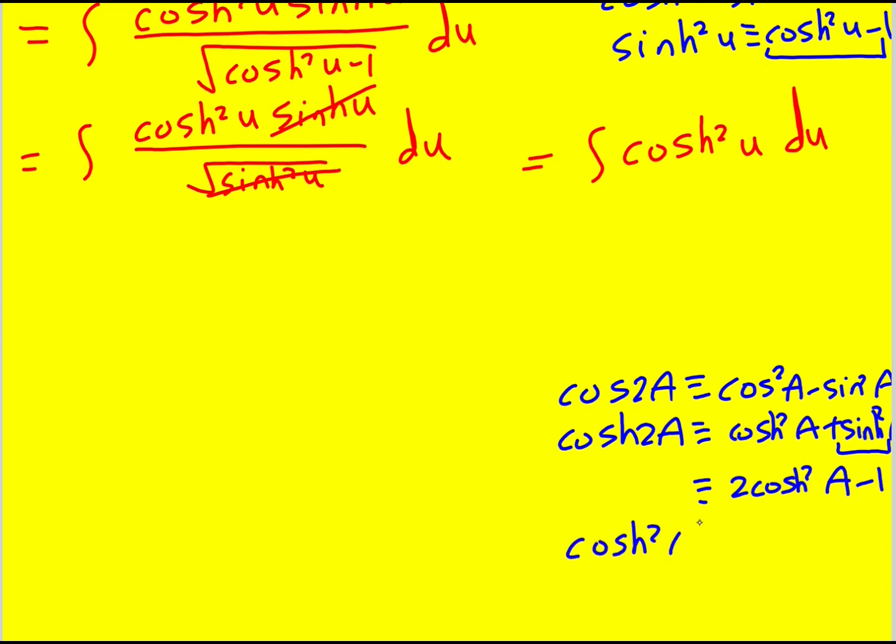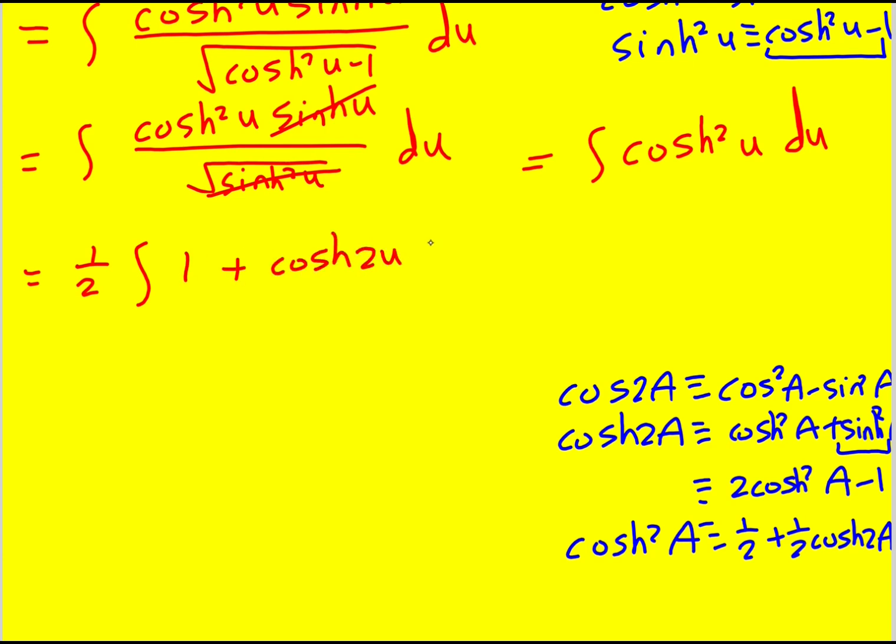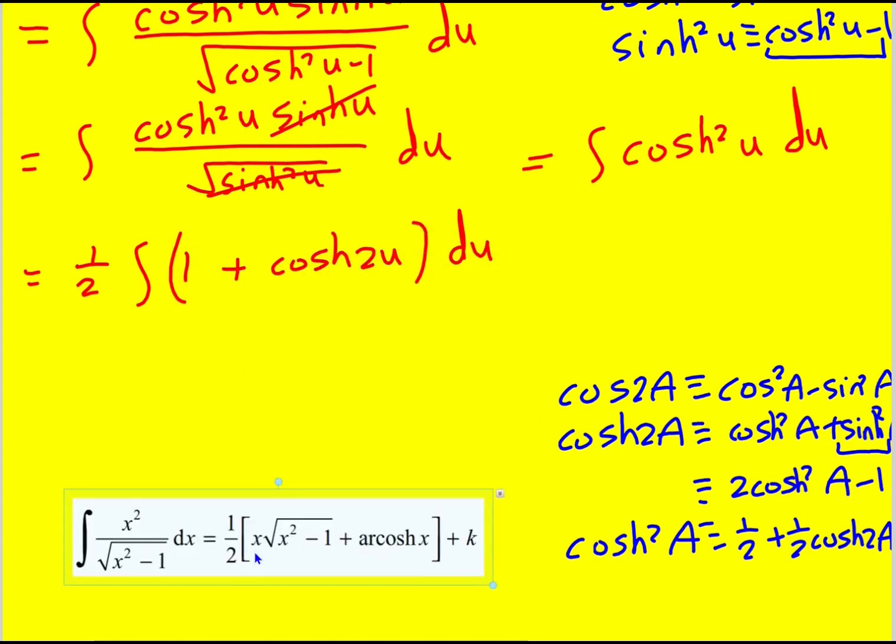Rearrange that. So cosh squared a is then going to be, I can add the 1 and then I can divide by 2. So a half plus a half cosh 2a. Okay, very similar approach to how we integrate cos squared a, but of course slightly different because the identities are different. So it's going to be a half times the integral. I might as well take the half out, I think. 1 plus cosh 2u du. Right, let's just keep track of what we're trying to get to.